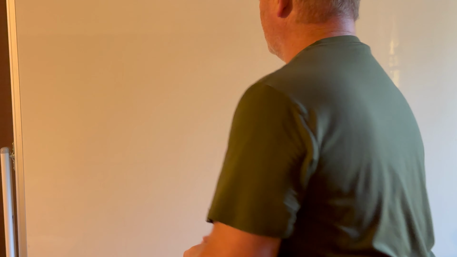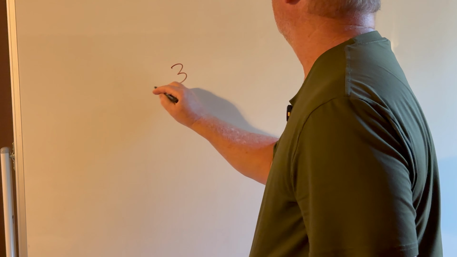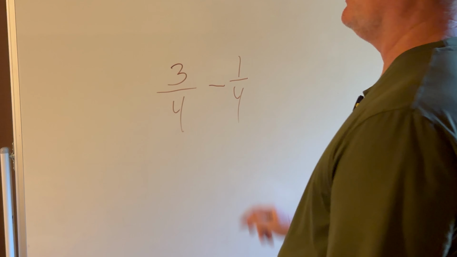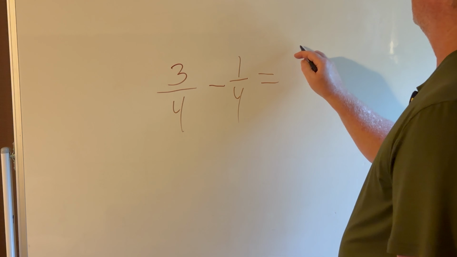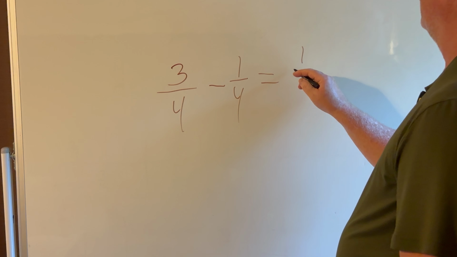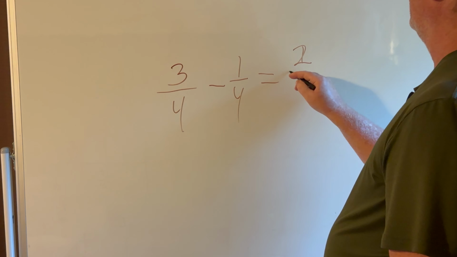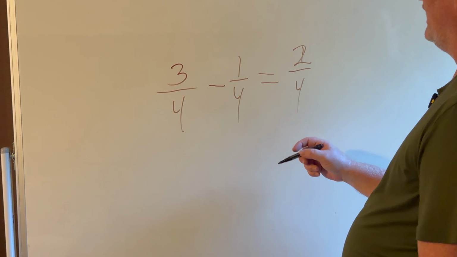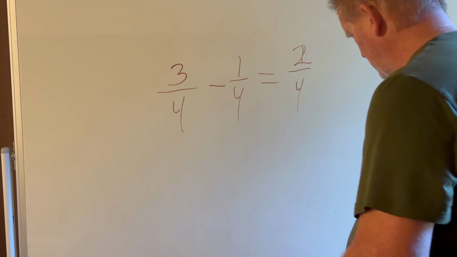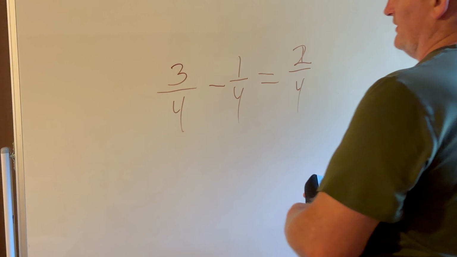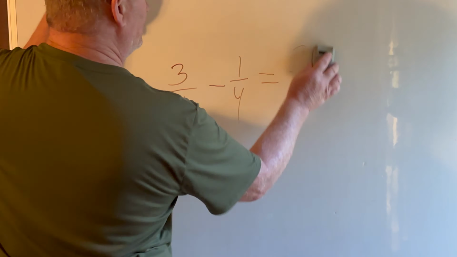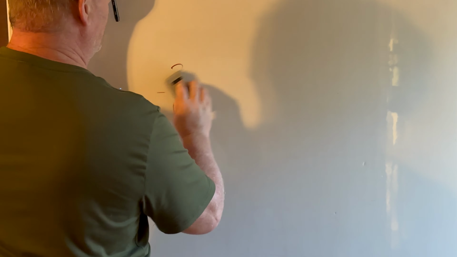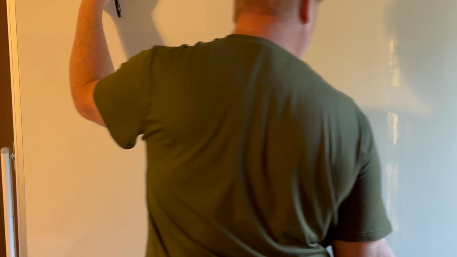We can do 3/4, right? Minus 1/4, but the bottom numbers are the same, right? So it just gives us 2/4. And what is 2/4? It's half, because 2 is half of 4, right? So subtracting with the numbers being the same on the bottom is simple. All you got to do is subtract your two top numbers. But when your bottom numbers are different, that's when you have to make them the same.